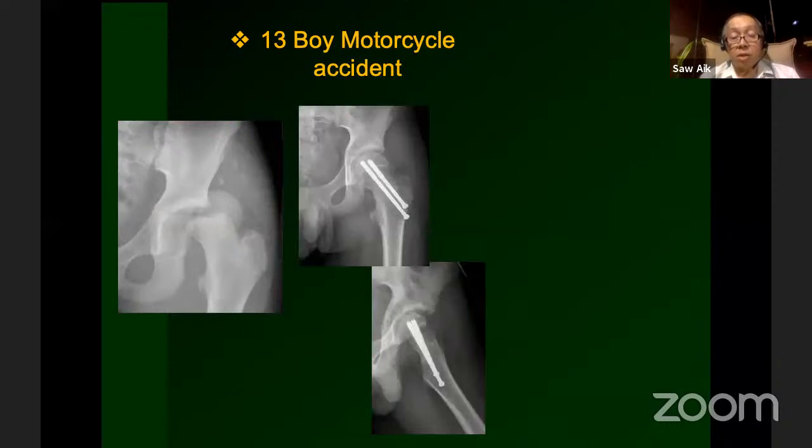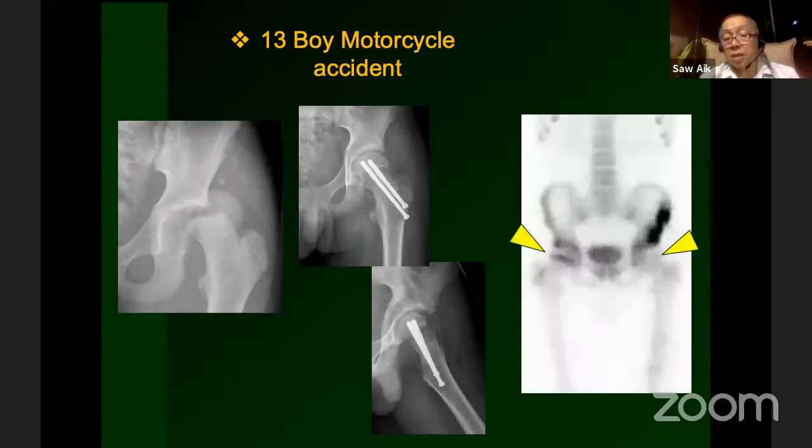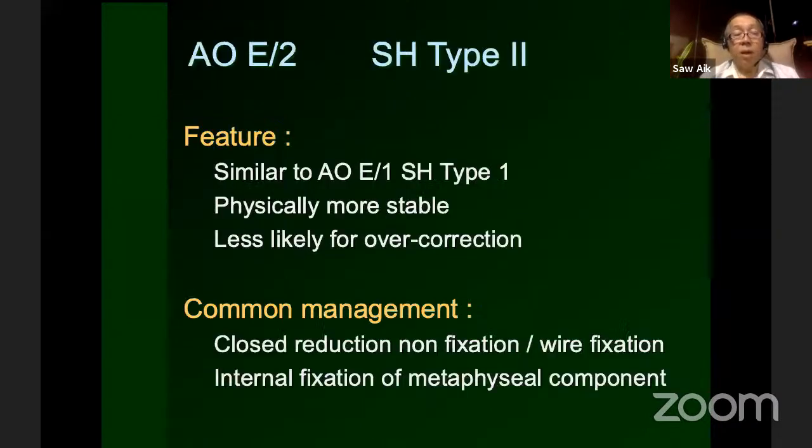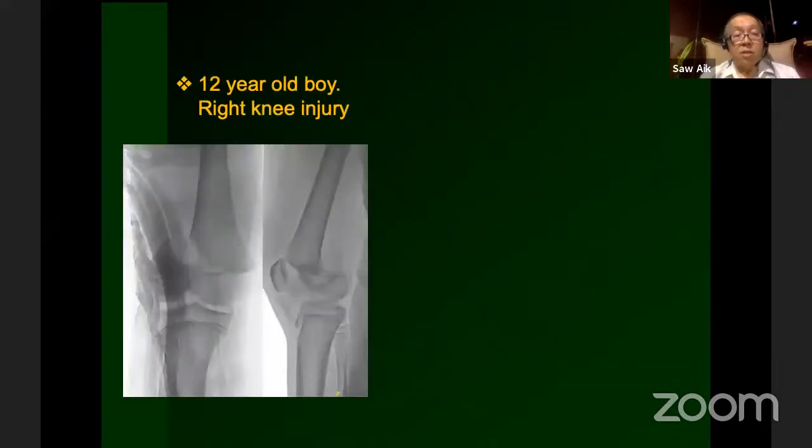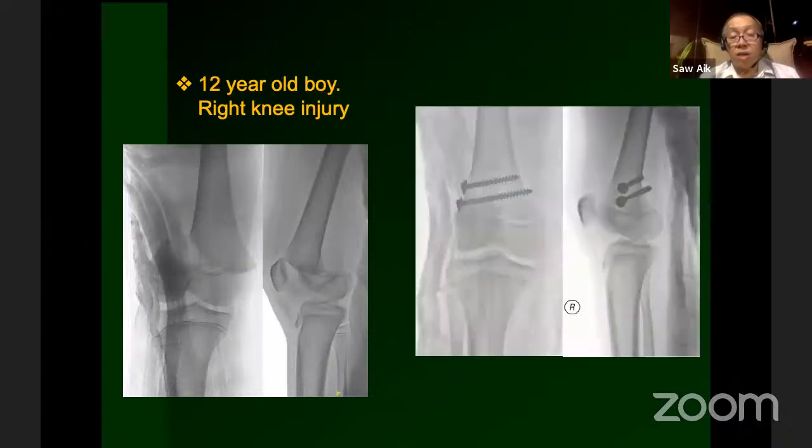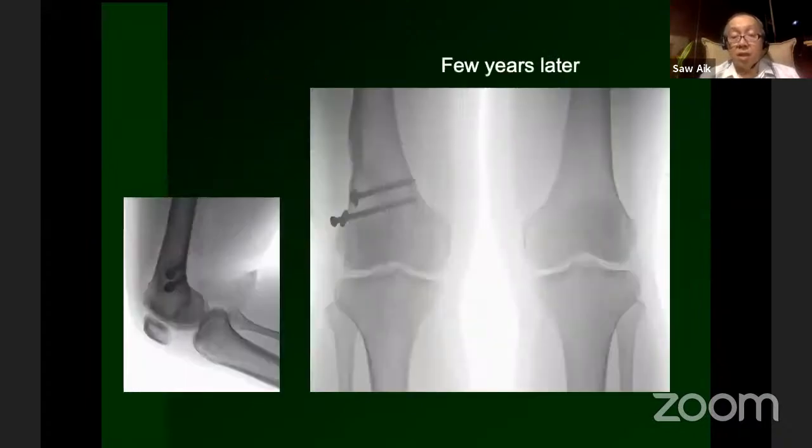Now, this 13-year-old boy had a hip dislocation as well as type 1 fracture of the femur head. Although with acute correction and screw fixation, the risk of AVN, as you can see here, is really very high. Now, AO type 2 or Salter-Harris type 2 fracture is roughly similar to type 1, except it is more stable, and we have a metaphysis which can be used for fixation. So, a 12-year-old boy with a right knee injury, Salter-Harris type 2, can be reduced in a similar method. The only difference from type 1 is that we can fix the metaphyseal segment. It's quite stable and it healed up quite well.